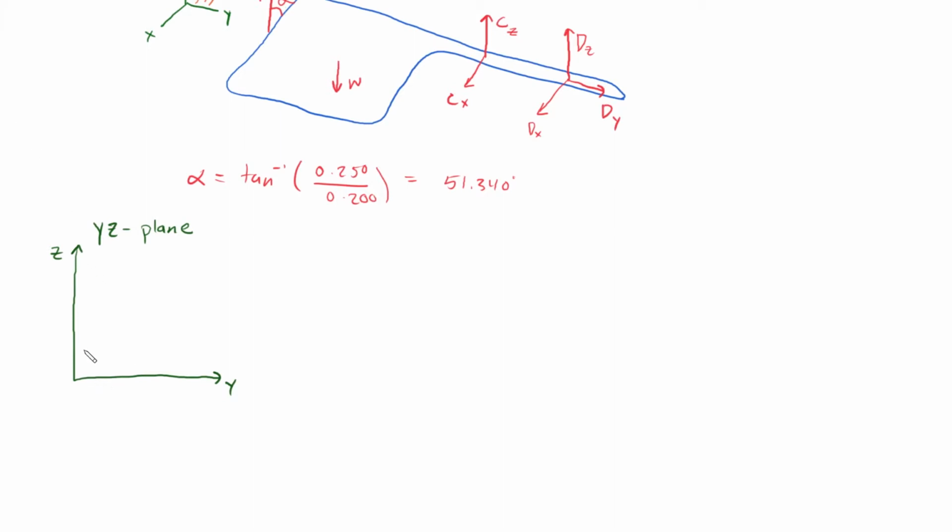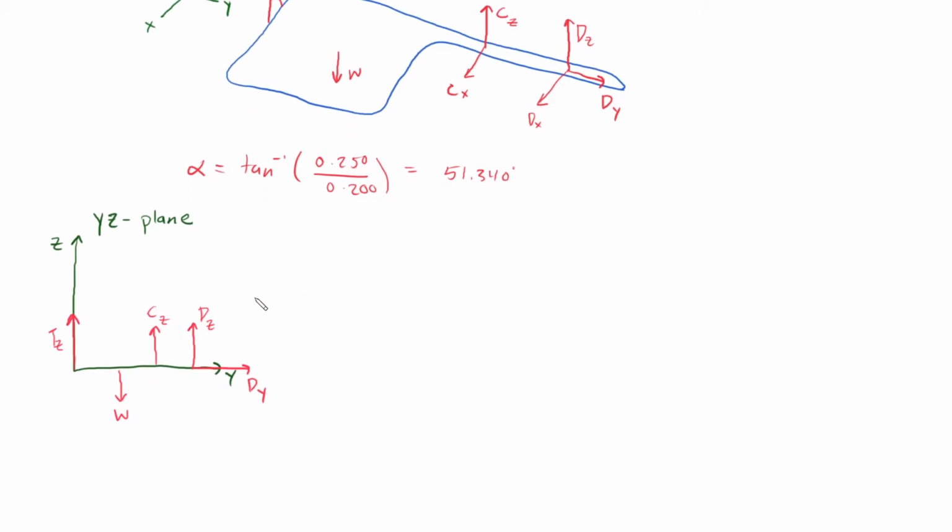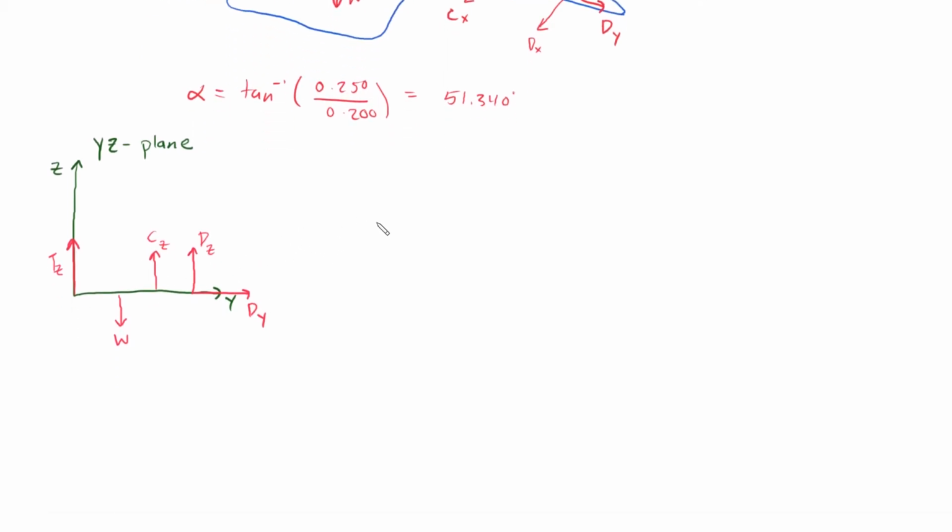So we're going to project these vectors. TZ is going to be right here, this is going to be W, this is going to be CZ, and this is going to be DZ, and then there's going to be a DY going in this direction. Now that we have our vectors drawn, we're going to perform our equilibrium equations on this diagram. That should be fairly straightforward.